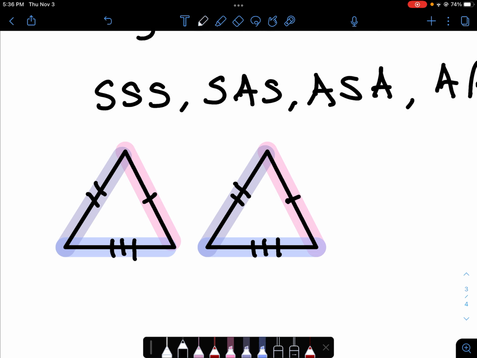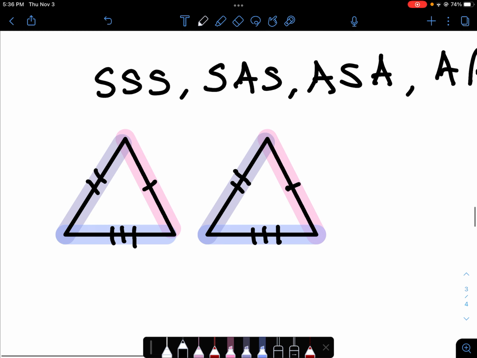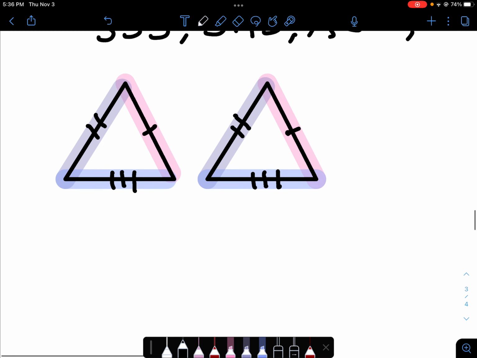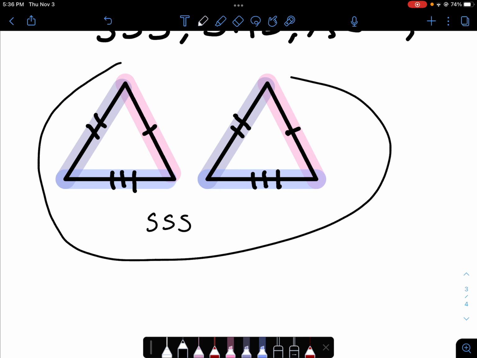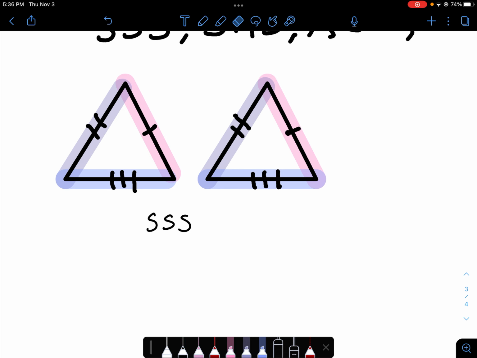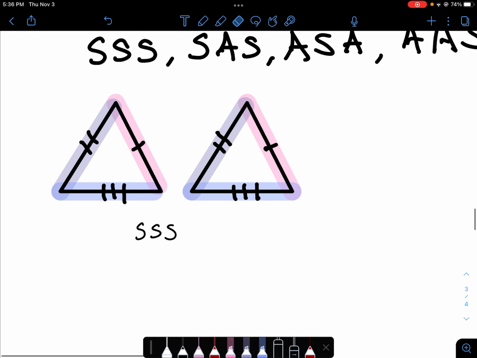Okay, so what? They're congruent. To prove this, you would use one of the things called side, side, side. And this basically means that all sides are congruent, therefore the entire triangle is congruent. Both triangles are congruent. So now what?